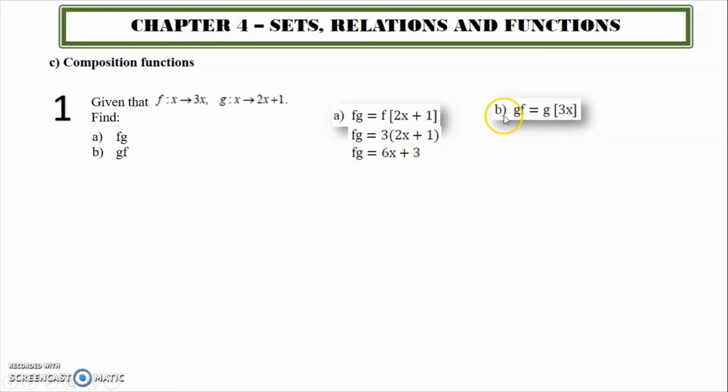Okay, g of f of x. So tulis balik g. Tulis balik function f(x). So, f(x) dia adalah 3x. So, tulis dalam square bracket. Next step, kita tengok function g.